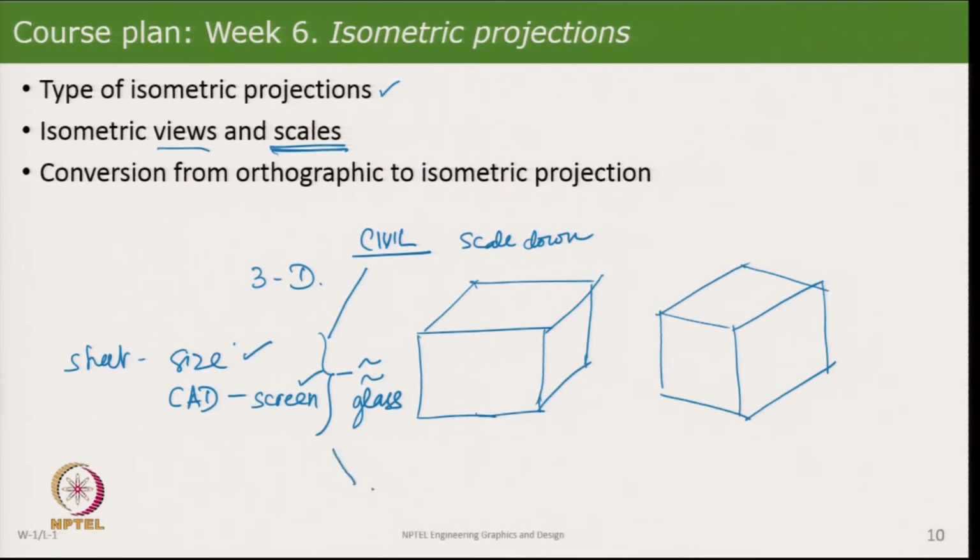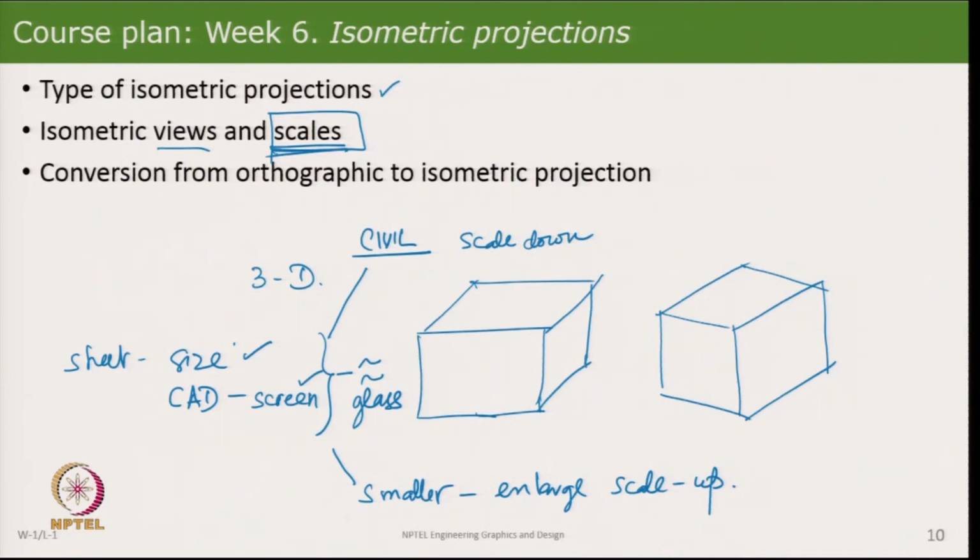And then there could be objects which could be much smaller. So, if you see your cell phone, there will be very small screws in it. If you have to make it exactly the way it looks, you may not be able to see its features. So, then you have to enlarge it, and this is what we call scale up. So, standards tell us what are the scales that we can use in making drawings.